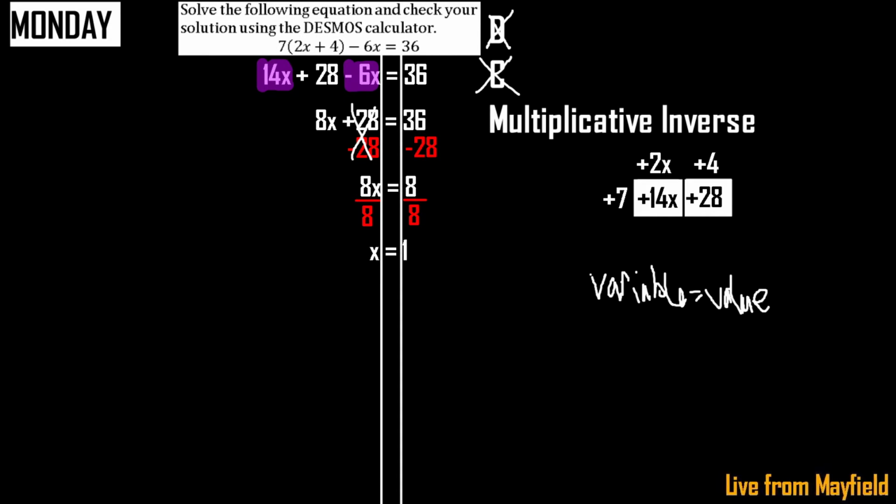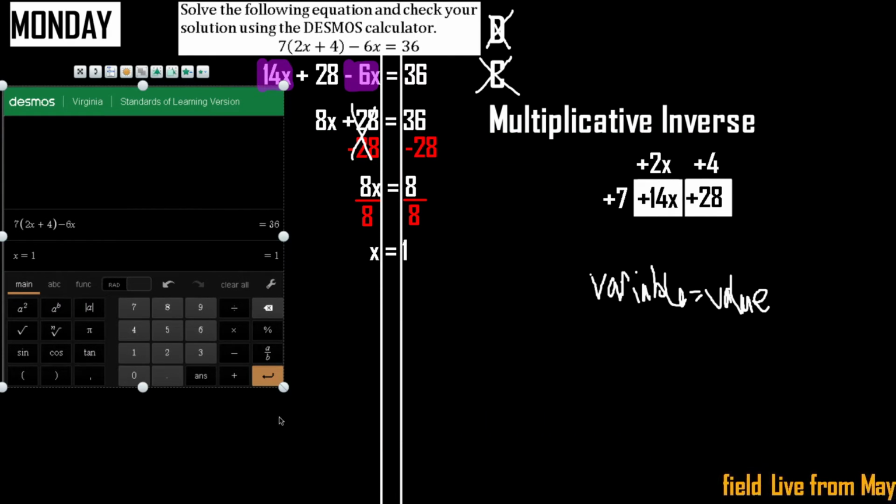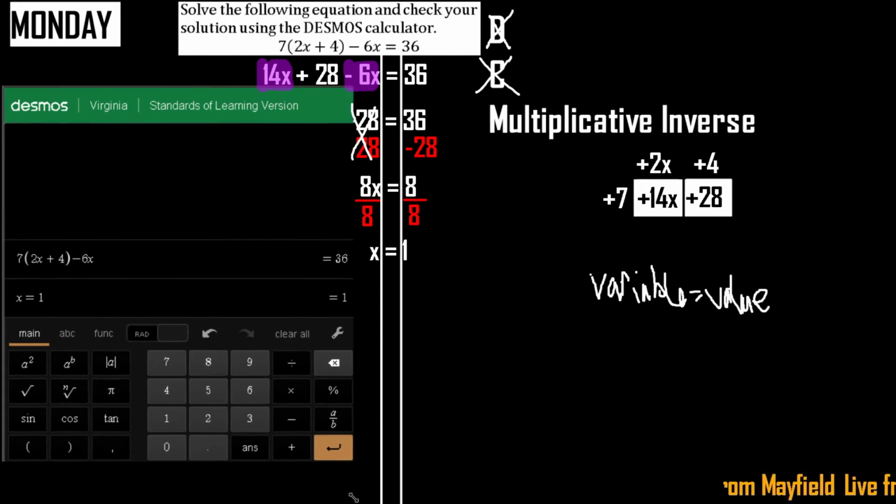Again, to check our answer, you can use that Desmos Calculator, which I have done already. Let me make it a little bit bigger so you guys can see. So again, you type in one side of the equation. I typed in 7 times quantity 2x plus 4 minus 6x. And we're seeing, okay, if we type in x equals 1, we should end up with this value here.